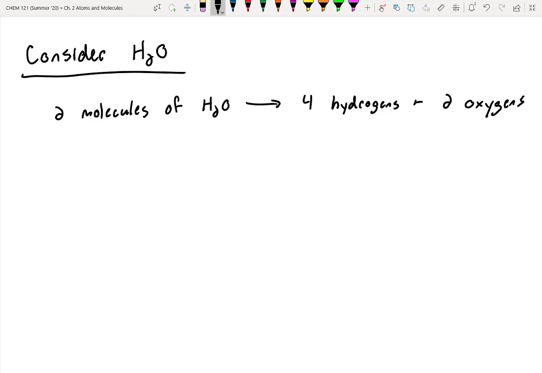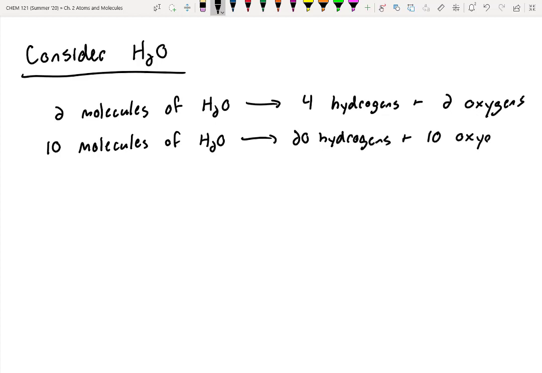All right, let's do this as 10. I know this feels kind of silly, but bear with me. If we had 10, then we would have 20 hydrogens plus 10 oxygens. The ratio would still hold true, right? We can do this even further and say, well, what about if we had 6.022 times 10 to the 23rd molecules, meaning an entire mole of water? Then how many hydrogens will we have?